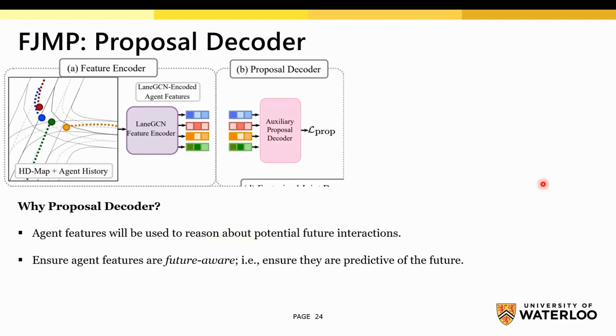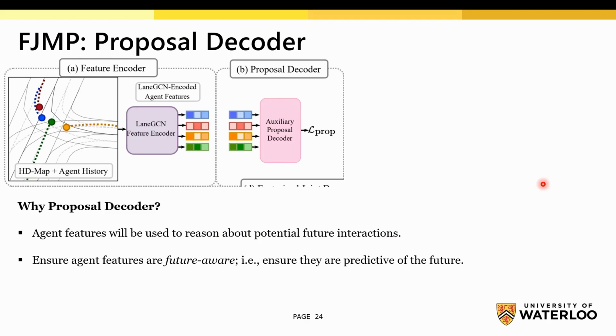So next, what FJMP does is it has what's called a proposal decoder. And this proposal decoder is an auxiliary self-supervised objective. So it's only used during the training of the network and then discarded at inference time. And this auxiliary objective is to take the lane GCN encoded features and predict simultaneous non-factorized joint predictions and just supervise it with a regression loss.